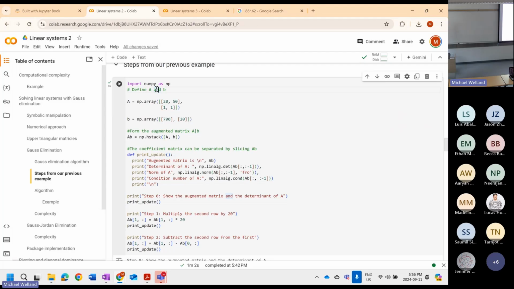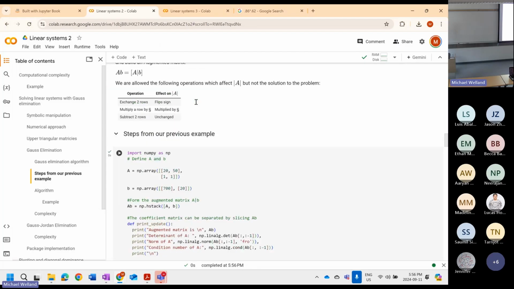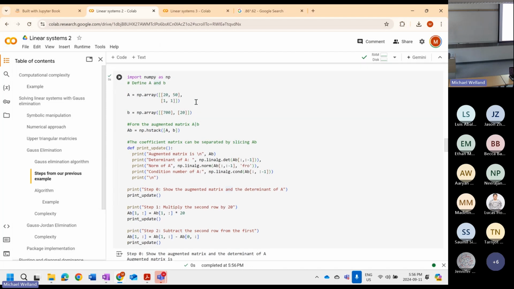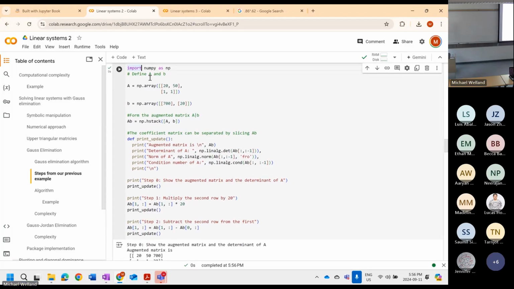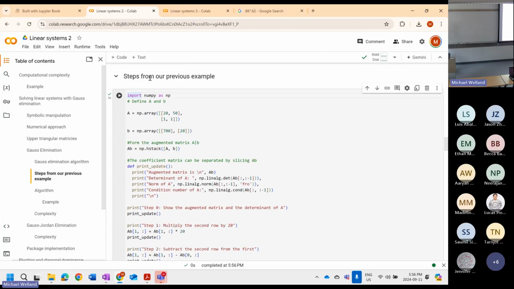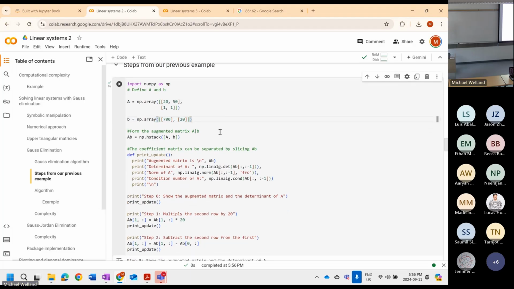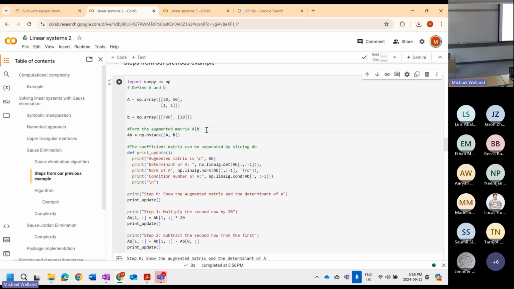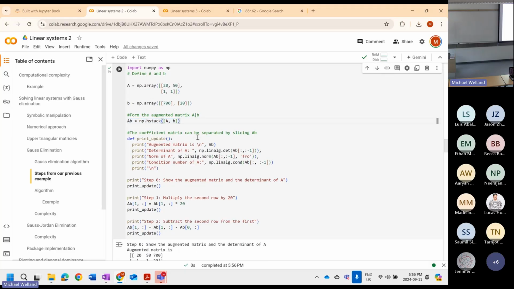So this is complete disclosure. This is AI generated code. I don't know what happened to my prompt statement here. Anyway, you've got the A matrix from our original linear system, the B matrix here, and we form the augmented matrix. If anybody has any questions about the way this is being programmed, let me know. NumPy hstack is smacking them together into the augmented matrix.